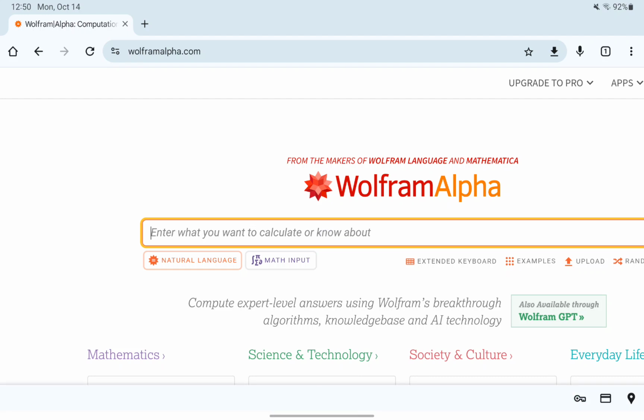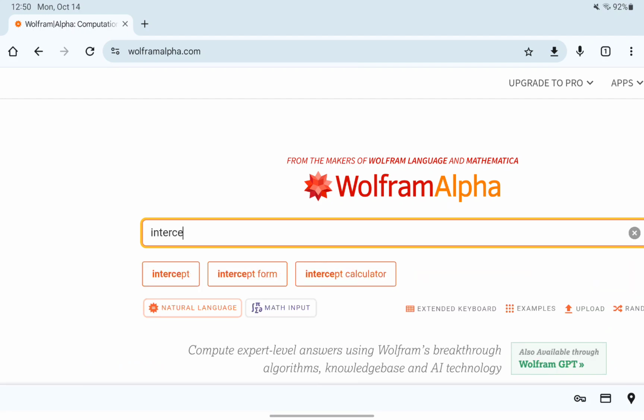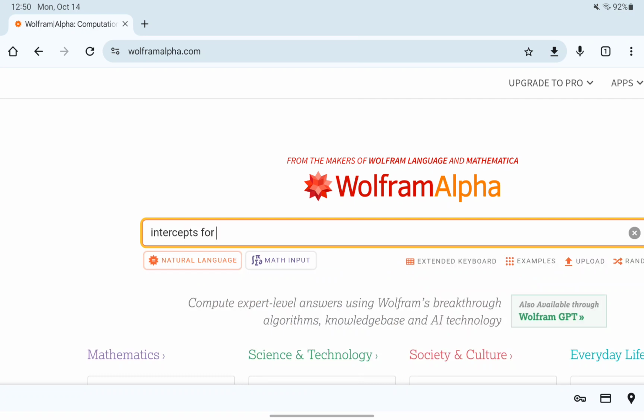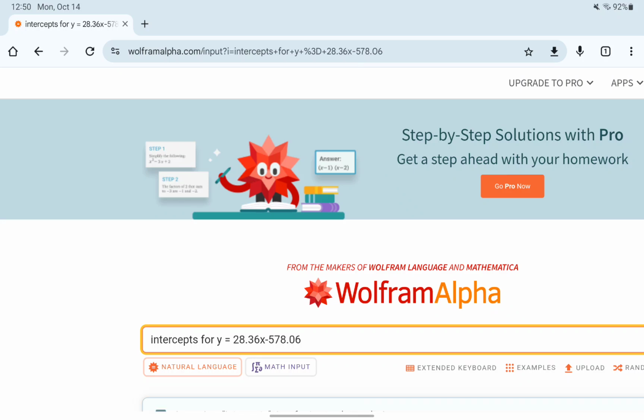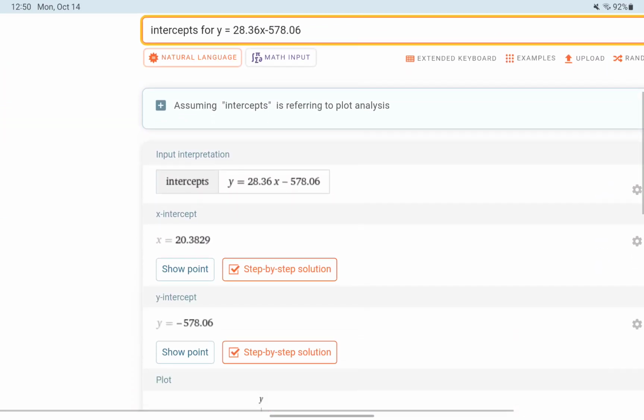In Wolfram Alpha, we can find those intercepts by simply asking it for intercepts for y equals 28.36x minus 578.06. A single command tells it to find all intercepts for the function that we gave it. And so we get x is approximately 20, y is approximately negative 578 as our x-intercept and our y-intercept.